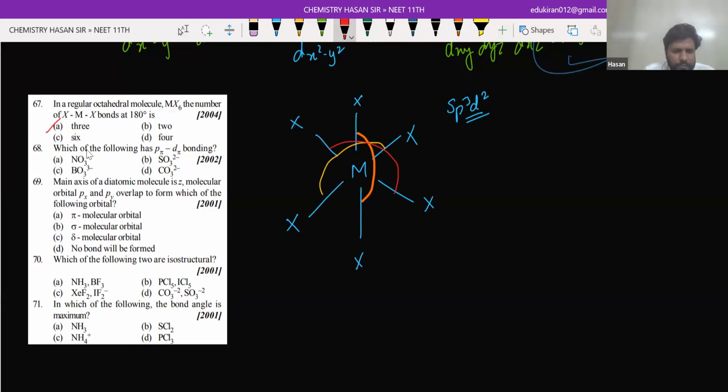Yes, sir. Which of the following has p-pi p-pi, d-pi bonding? First of all, nitrogen cannot be. You know why? Because it is a second period element, and second period elements don't have d orbitals.